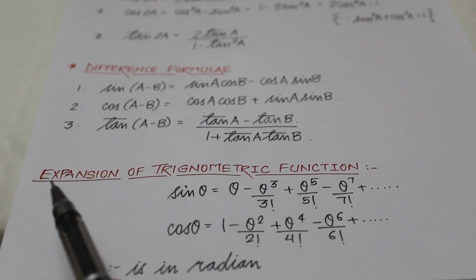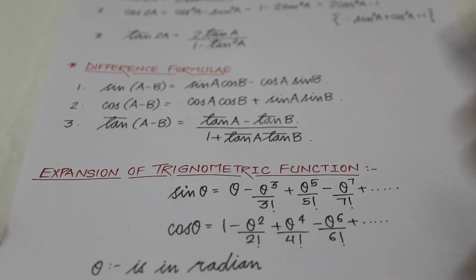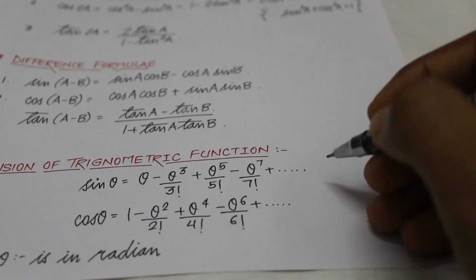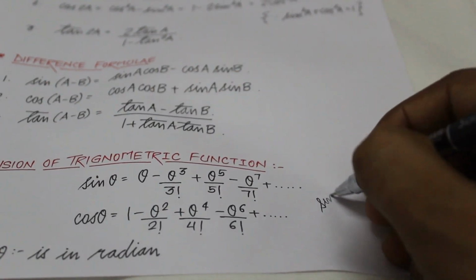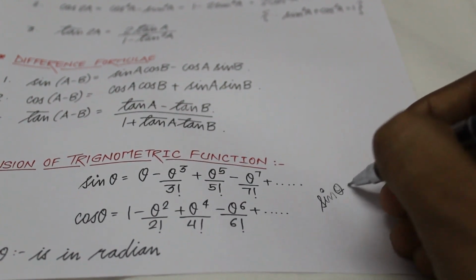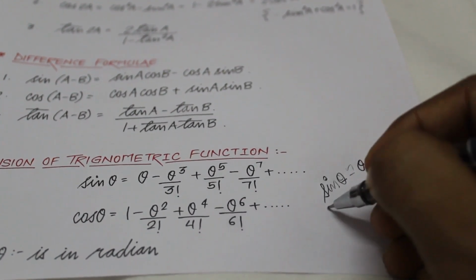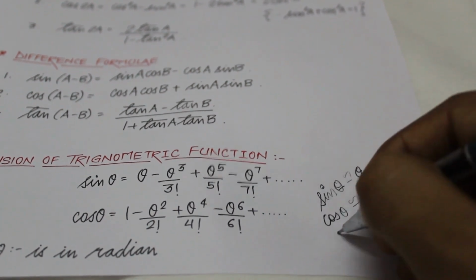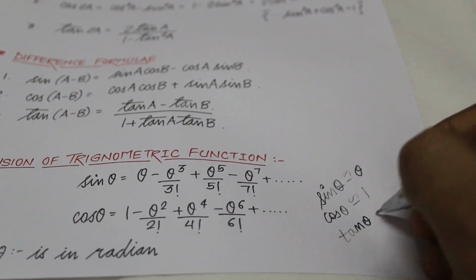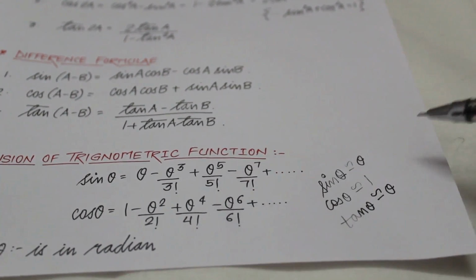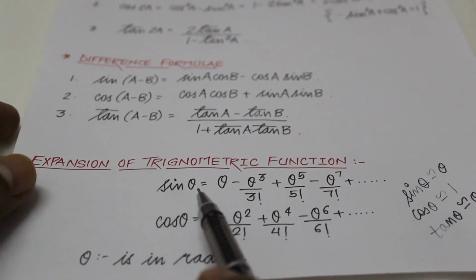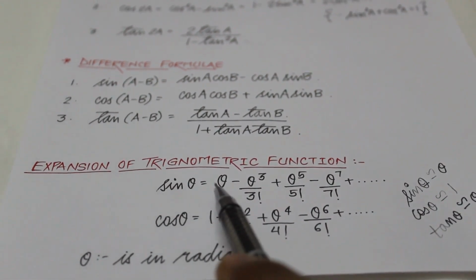Next, we'll study expansion of trigonometric functions. In physics, there are many assumptions. As we'll move on, sometimes if the angles are very small, then it is written that sin theta is almost equal to theta, whereas cos theta is almost equal to 1, and tan theta is also written almost equal to theta. Then how can we write this? It is just because of the way sin theta and cos theta are expanded.